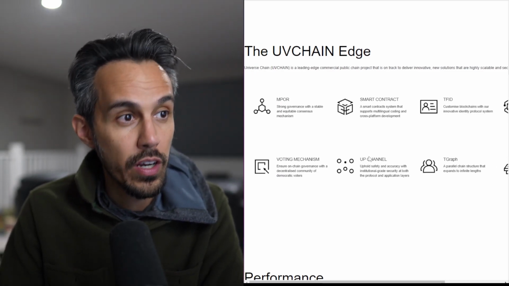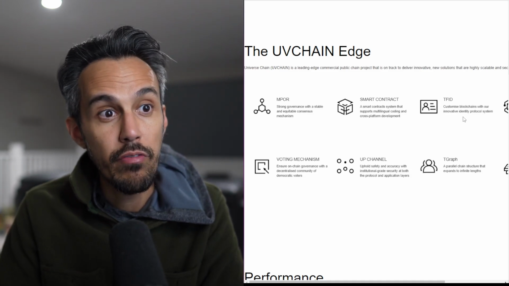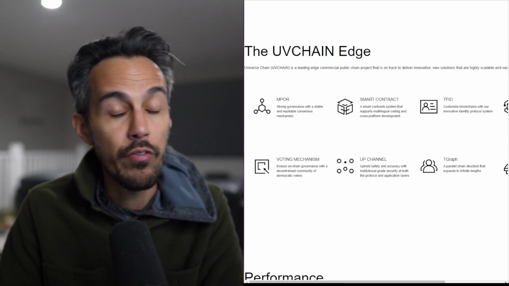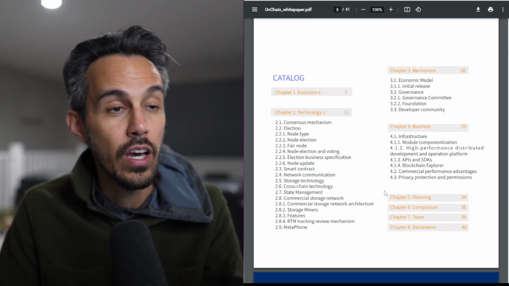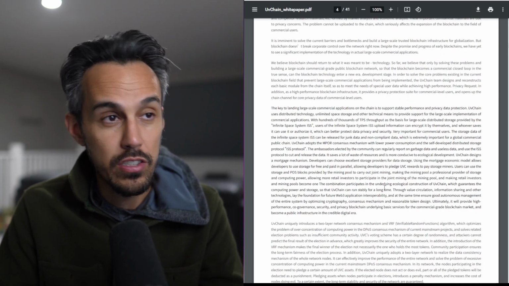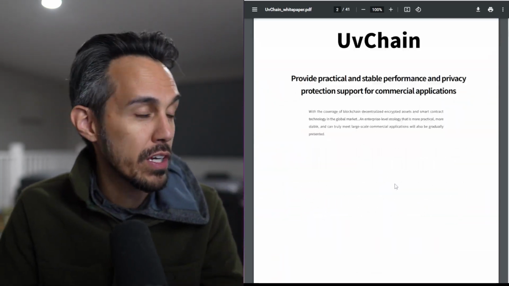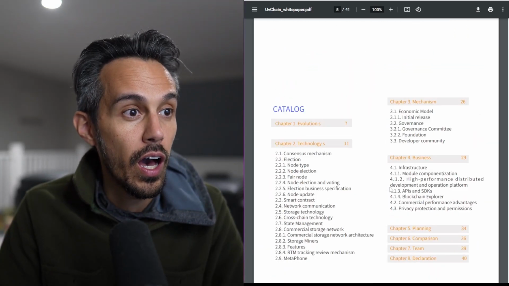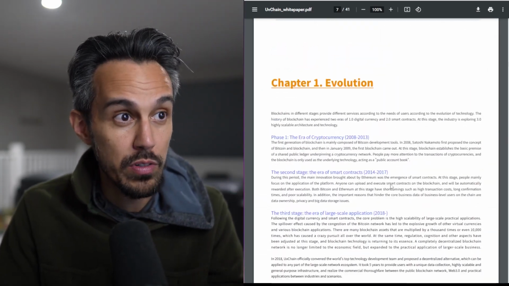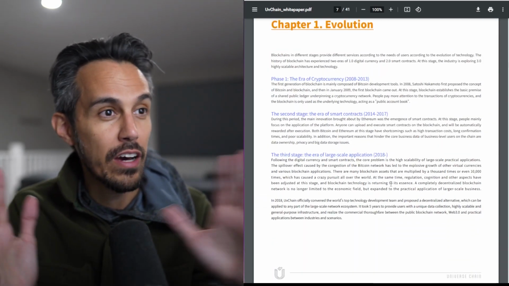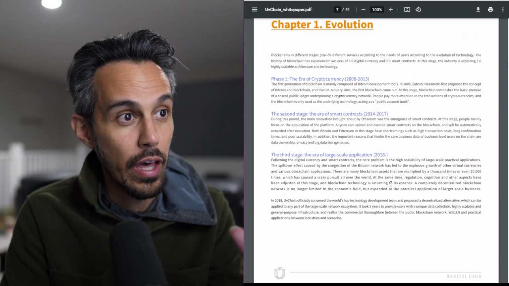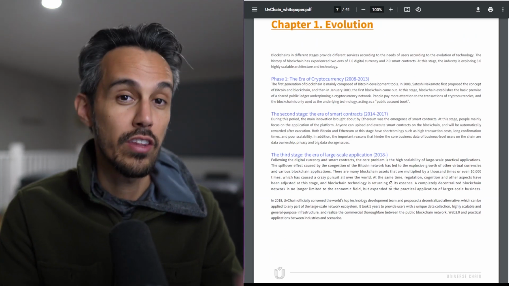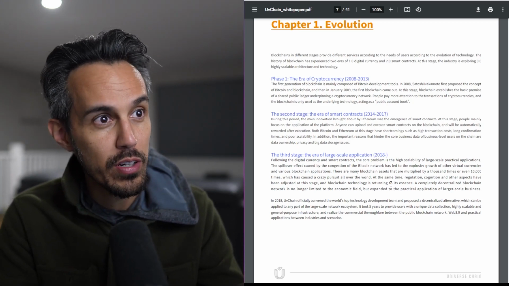They have all the different features here: smart contract, voting mechanism, TFID, their T-graph. If you want to take a deeper dive into each one of these, you can check this out. This is their white paper. It's 41 pages. I'm not going to go through each one, but you could check out what really sets this apart. I really like how they break this out into different chapters. I think there are 4 chapters.